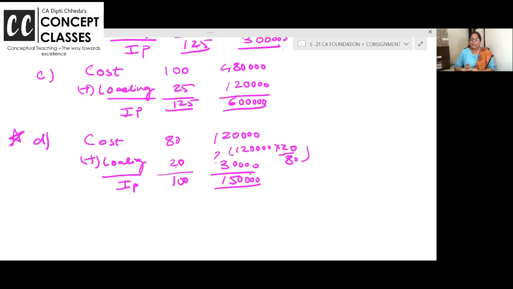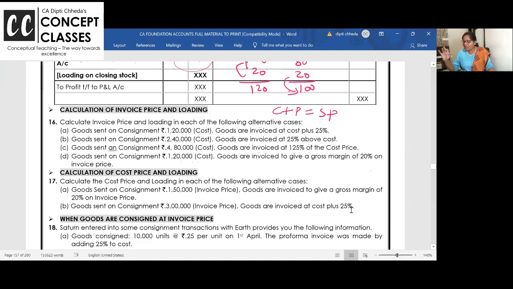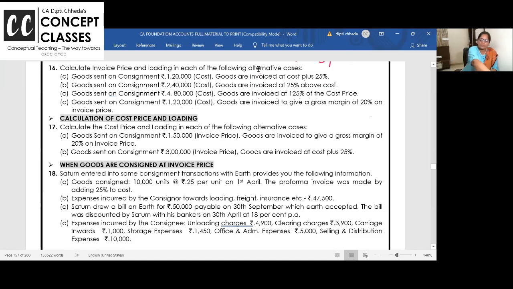Profit is 20% on the invoice price. So cost is 80. 80 में 20 profit है, तो 120 में कितना? Like this you have to calculate. All right. So once you know how to make the equation, you can go super smooth. Rest all the consignment account is same. 17th problem you can do as homework. Because you need it, do it, do it.